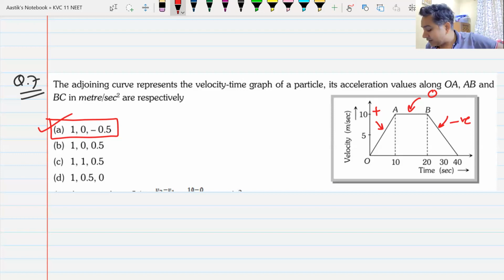Height is 10 and width or base is 20. 10 by 20 is 0.5. It's got negative slope. So that is your answer. Yes or no?